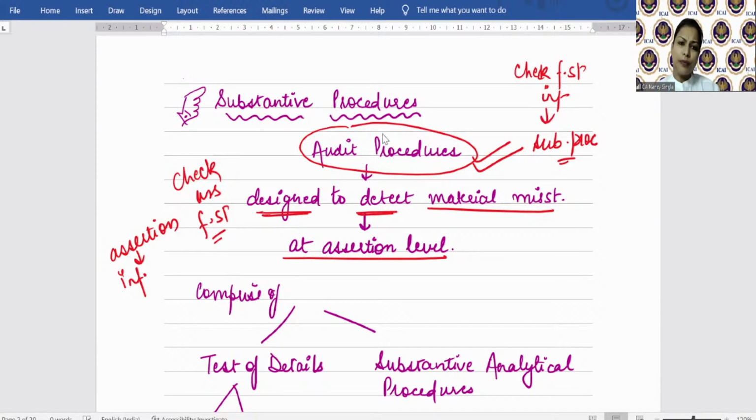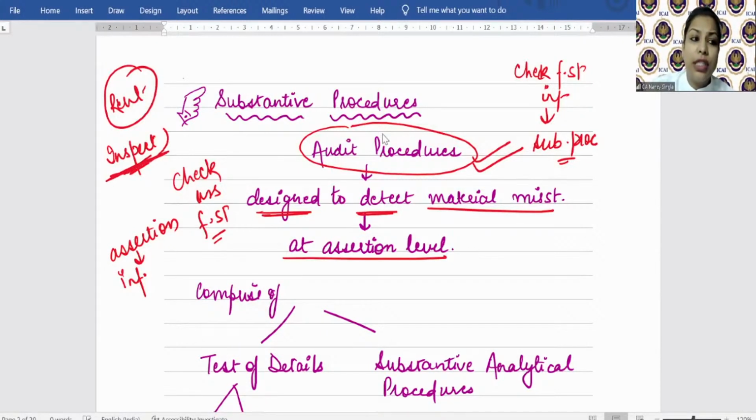Is it clear? So here the auditor will inspect. Suppose the auditor is verifying the rent expense of the client. He will perform various procedures whereby he can inspect the rent agreements. He can inspect the various rent payments that have been made by checking the bank statement and the ledgers. So what is he doing? He is performing one of the audit procedures, which is inspection.